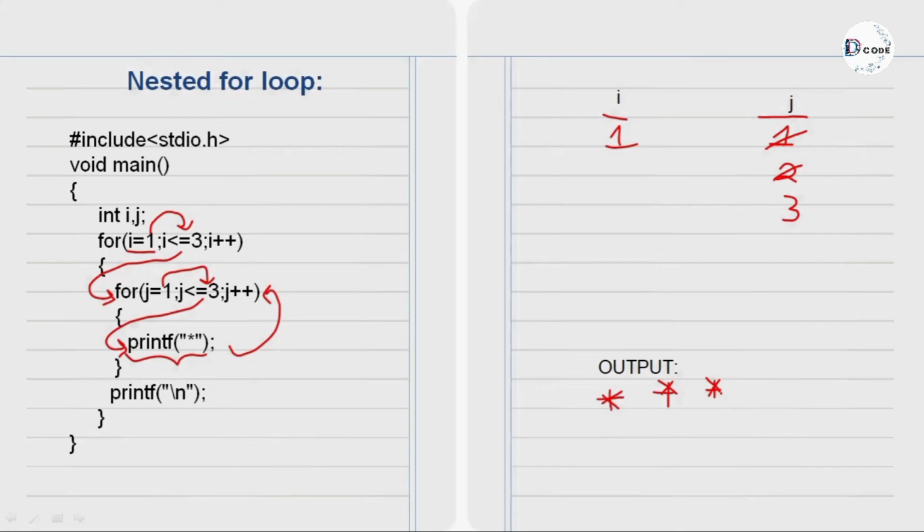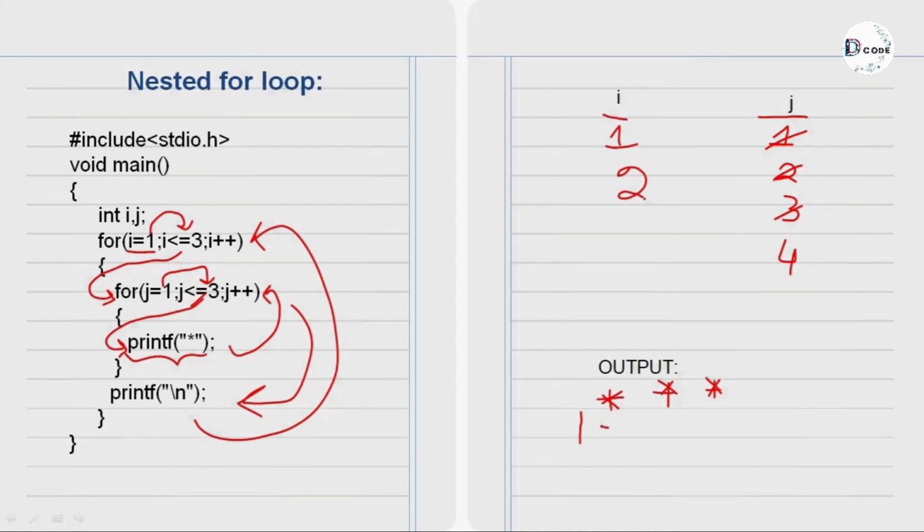After this, j is increased to 4, which is not less than 3. So the control exits the for loop and then it comes to this printf statement. So the cursor moves to the next line. After this, it goes to this increment operator where I is increased to 2. Since 2 is less than 3, the control again enters the for loop and follows the same procedure.